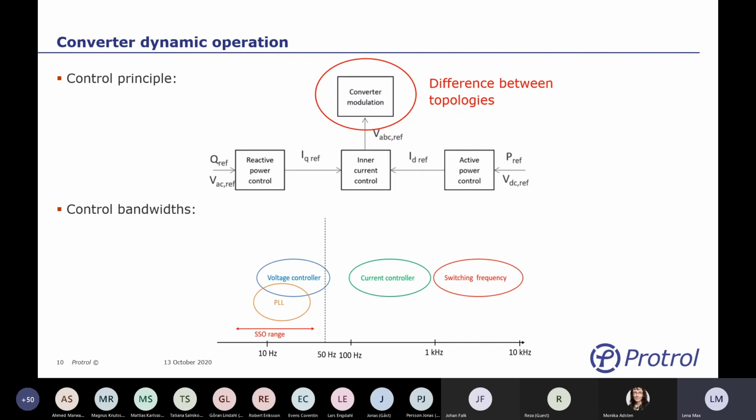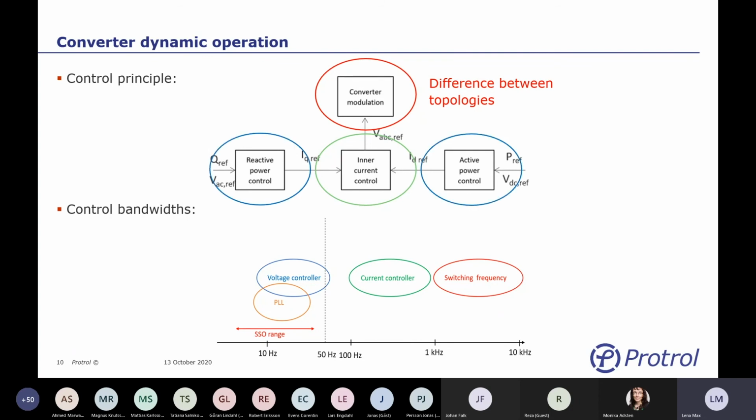Looking at the bandwidths of the different controllers, we can see that the converter modulation is dependent on the switching frequency, and it is generally from 1 kilohertz and above, a bit depending on the converter size. And then the inner current controller needs to be maybe 10 times slower, about below 1 kilohertz, but above the system frequency.